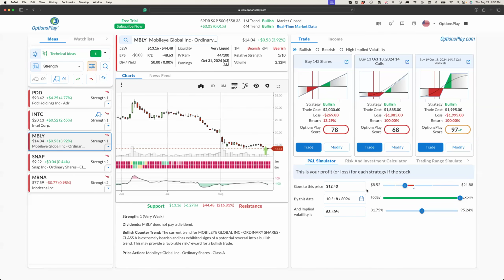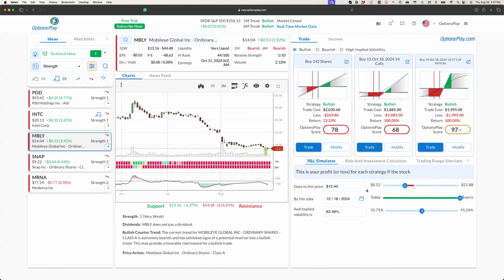So it doesn't necessarily mean that Mobileye is the best trading setup, right? I honestly don't think it is. But this is how you can use a tool like OptionsPlay to quickly identify what your potential risk is versus what your potential reward is, and being able to quickly determine whether or not this is something you want to explore further, maybe explore other strategies.